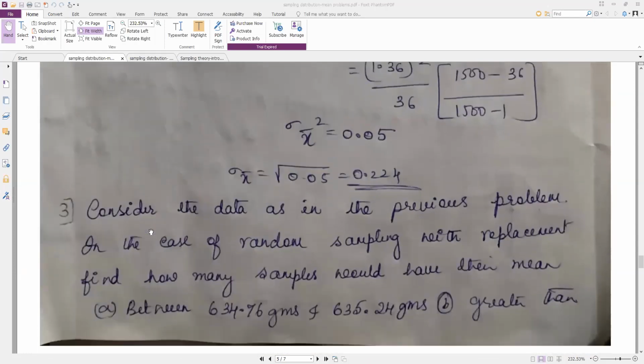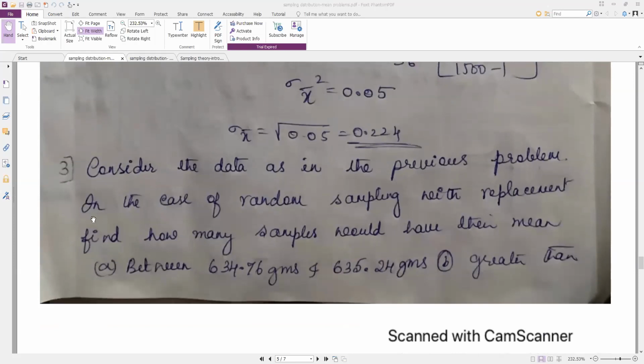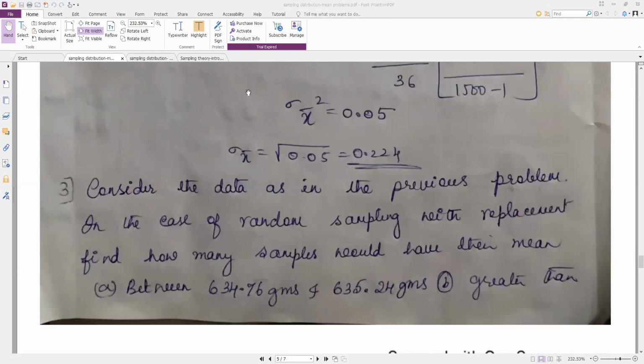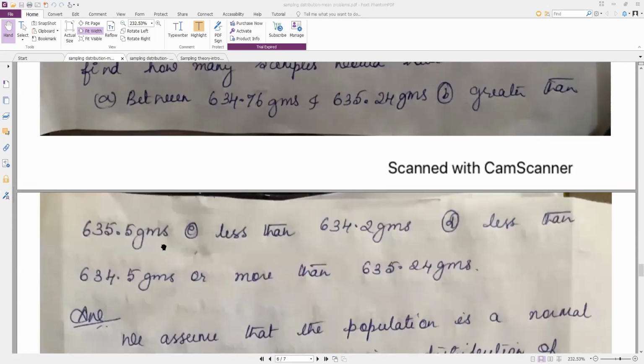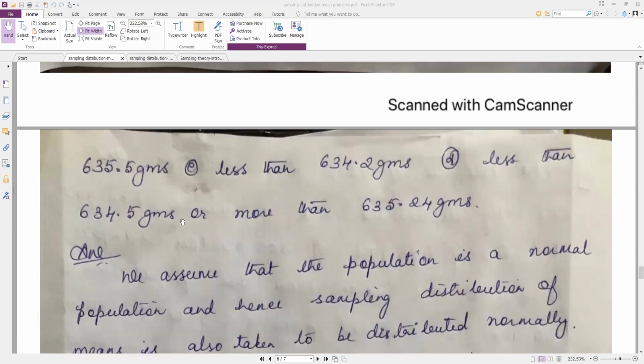Okay. Next, consider the data as in the previous problem. So the same problem data we have to take now. In the case of random sampling with replacement, find how many samples would have their mean between this and this, greater than this, less than this, or more than this. So very important problem. Let me see now.